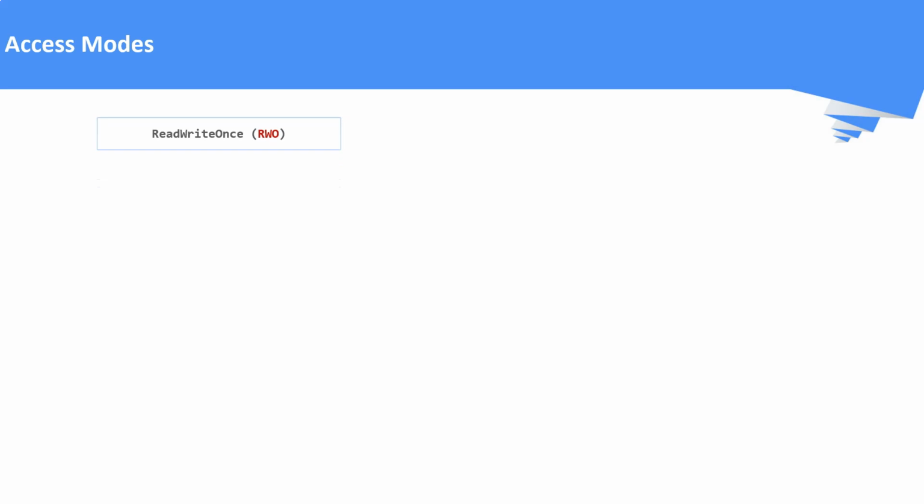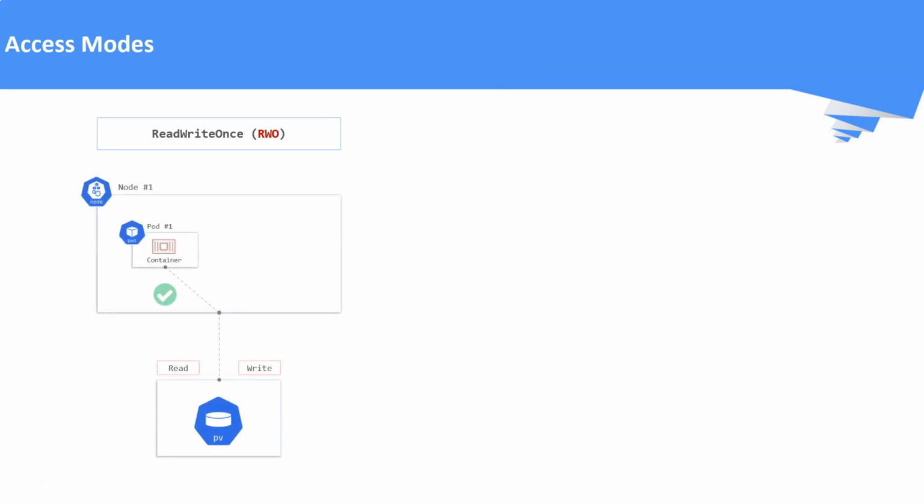First one is ReadWriteOnce. In Kubernetes notation, it is abbreviated as RWO. A PV with ReadWriteOnce access mode will be mounted by a single node with read and write privileges. However, ReadWriteOnce access mode still can allow multiple pods to access the volume when the pods are running on the same node.